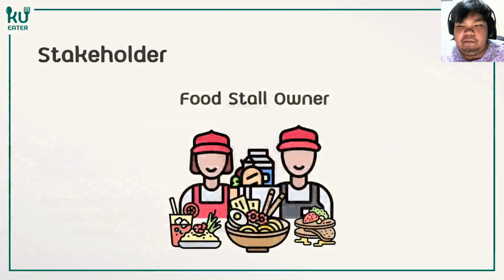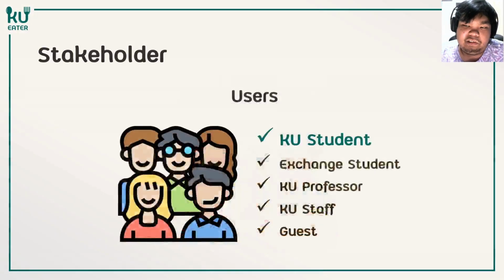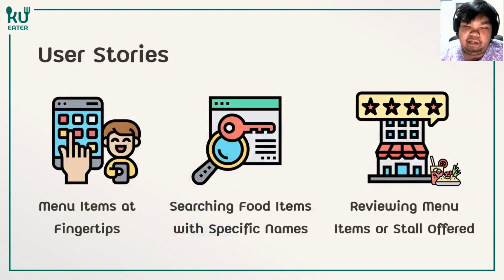For stakeholders, we first think of the food stall owners and what they get from this. They get information and data on students' eating behavior in the cafeterias, on what they want, what they like, and the trends. And for our main users, we went with KU students, but there are more of them: exchange students, professors, staff, or even guests who come to Kasetsart University are also part of the users.